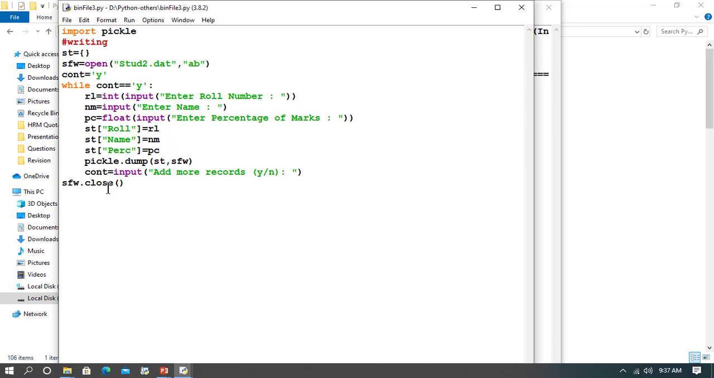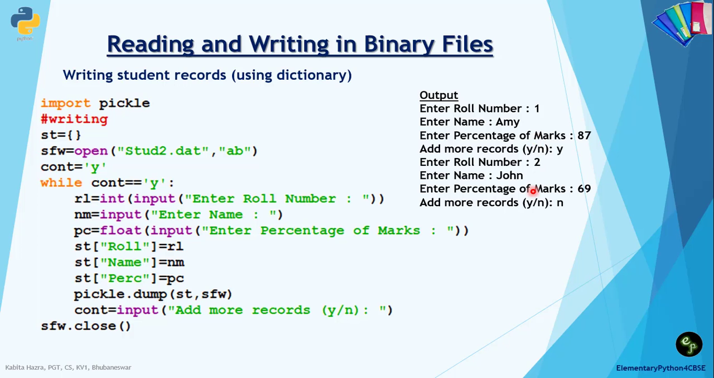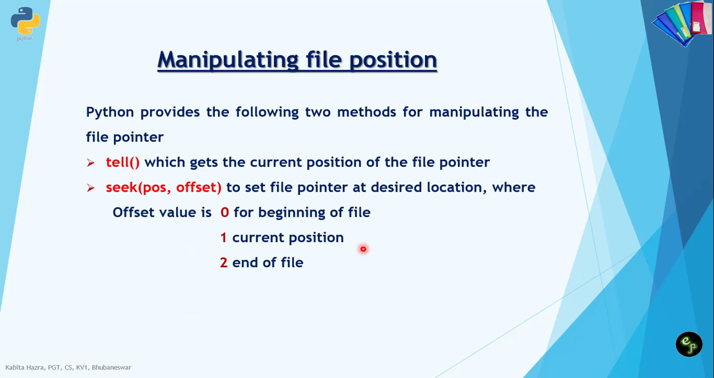We'll see another program where we will read the content from the file to check whether the data that we have entered is appended to the previous data or not. There are 2 records, 1 and 2, with percentage of marks and name as Emily and John, and we'll see one more record. But prior to that, let us see the use of the file pointer, how we can manipulate the file pointer.